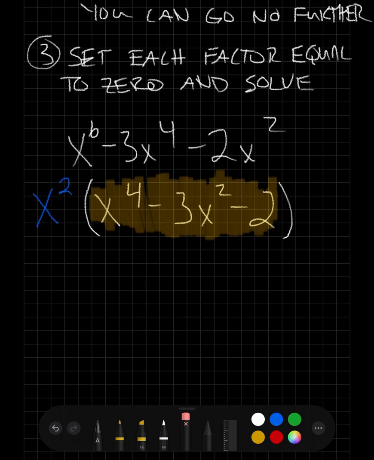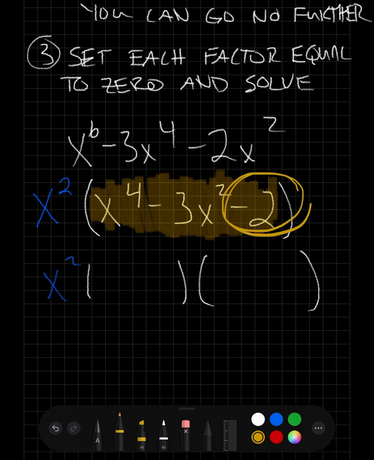And so I think I can factor that. So we have our x squared, and then this is going to factor like so. I see that I want my last 2 terms to multiply to be -2.